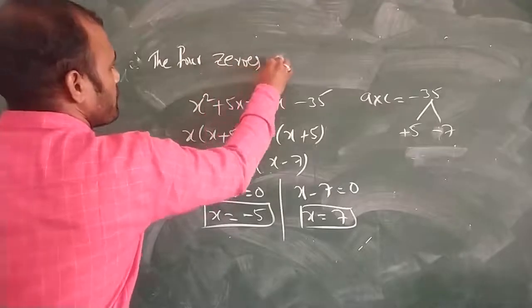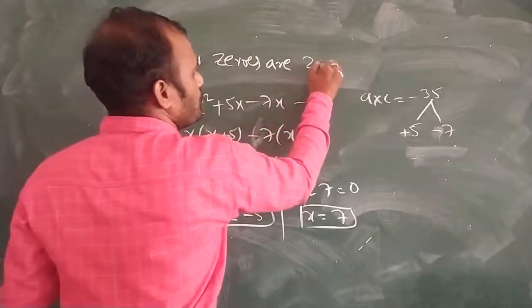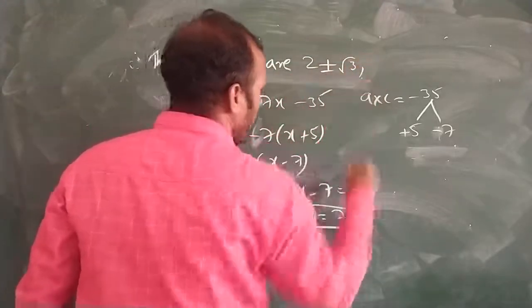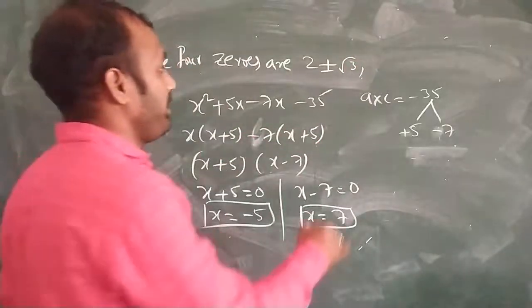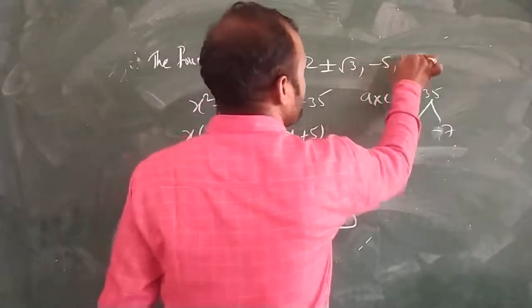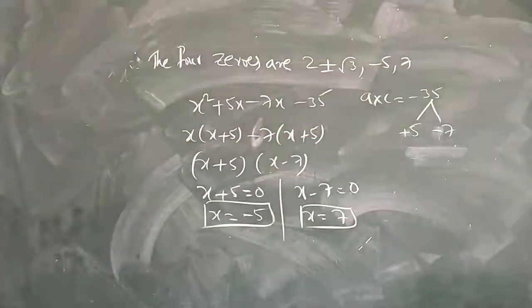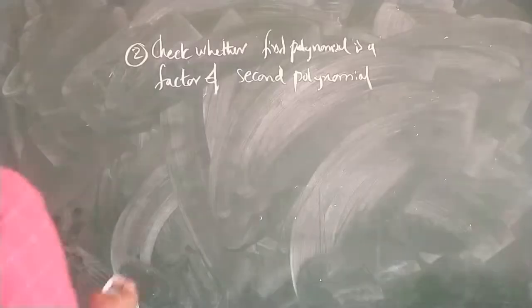So the 4 zeros are 2 plus or minus root 3, which is already there in the question. The other 2 that we have found are minus 5 and 7. So this is the way of finding all the zeros of the given polynomial. Let us see the next type.